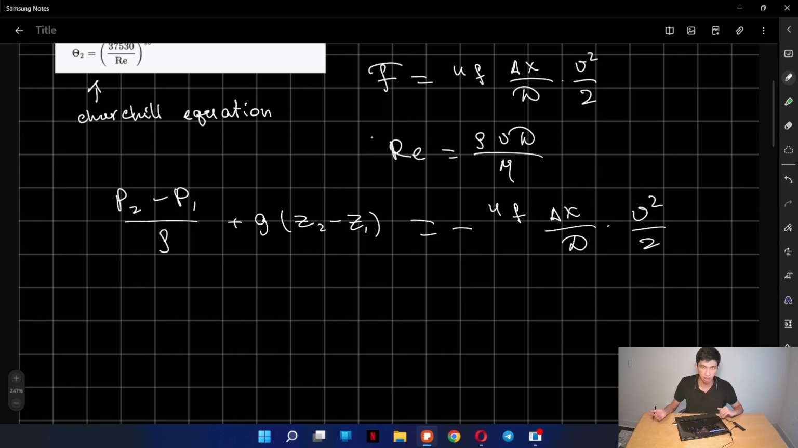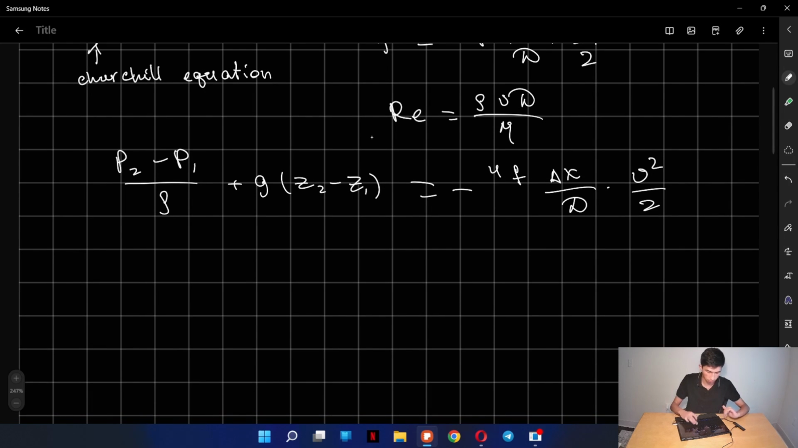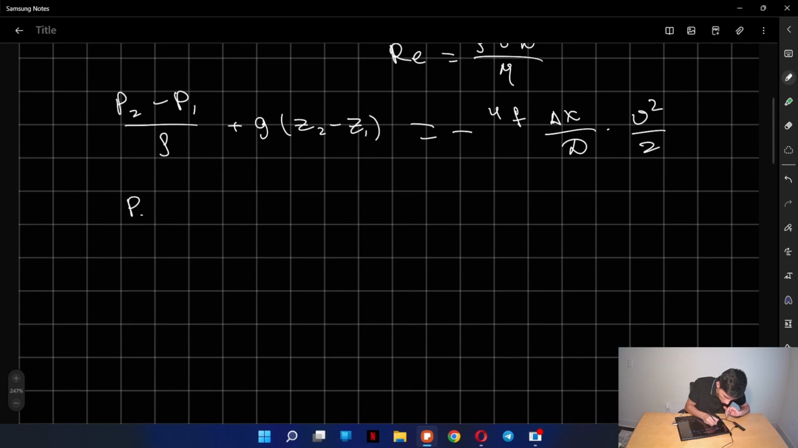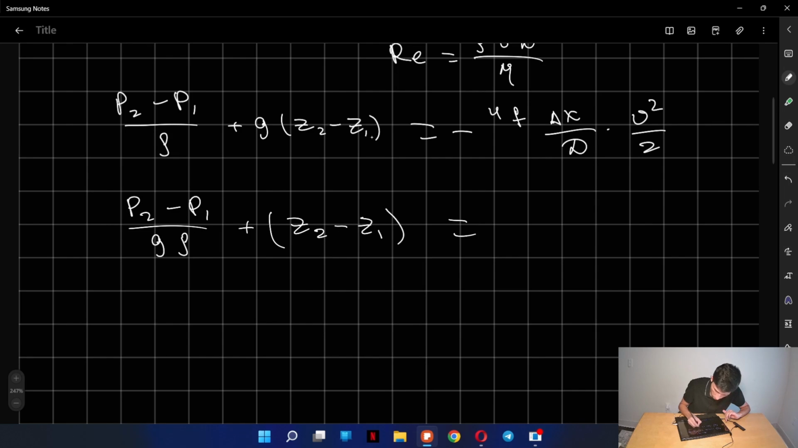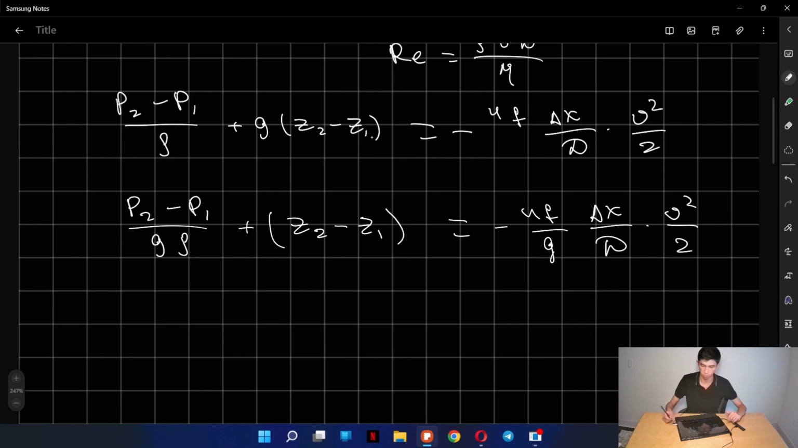To find that, we're going to divide our whole equation by g. So our new equation is going to be the pressure over g times the density, plus z final minus z initial, equals minus 4 times the friction factor over g, times the length of the pipe over the diameter, times the velocity squared over 2.